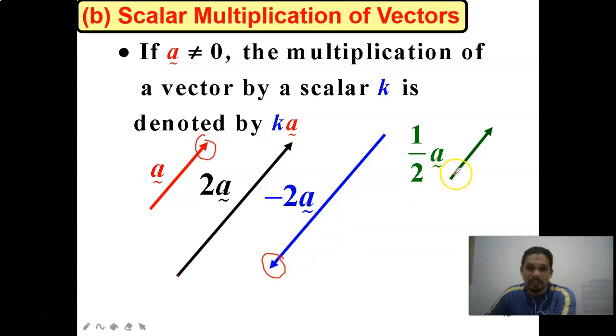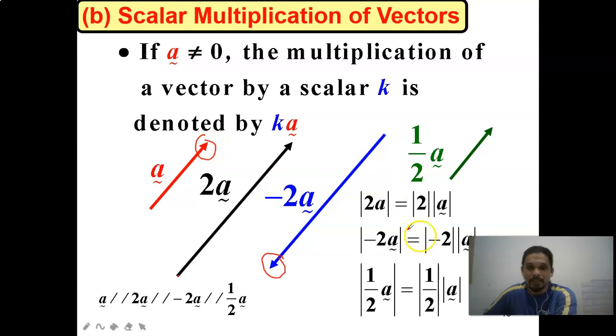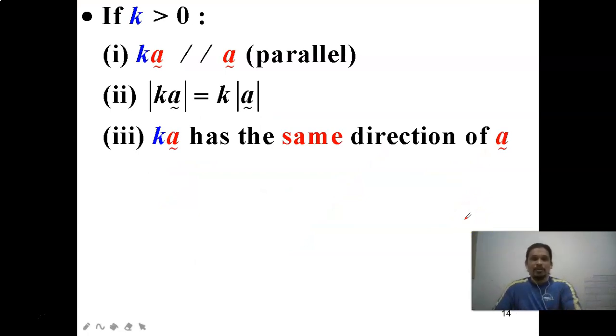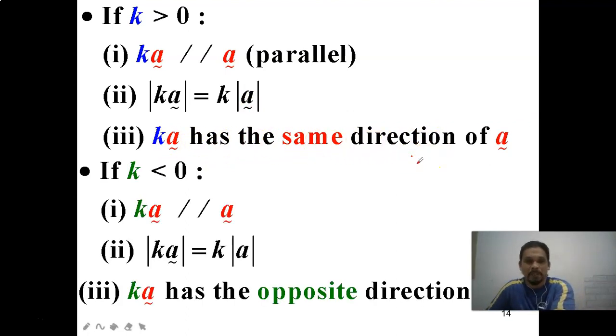And here now, the green line is half of the vector of A. If this magnitude is 4, then this is 2, half of the magnitude of A. So the distance of this is half of the distance of this. Okay, so here now, if K is greater than 0, then K multiplied with A is parallel to the vector of A, and the absolute value of KA equals K times the magnitude of the vector of A. K multiplied with the vector of A has the same direction as the vector of A itself.